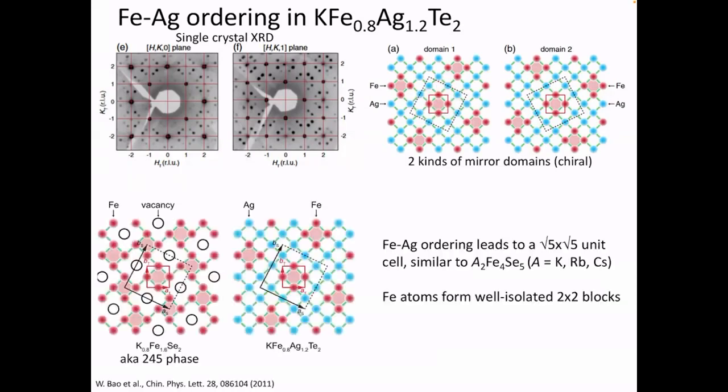So this structure is very similar to this 245 phase in the alkali metal iron chalcogenides, for example potassium iron selenide. So you see, we basically have the same kind of structure.